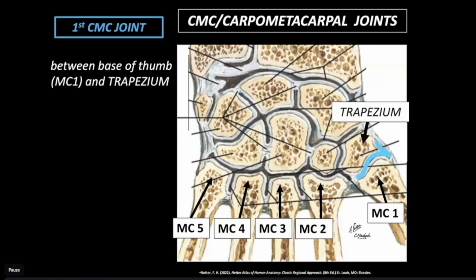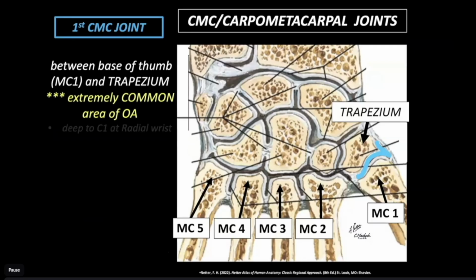The other joint that you need to be on your radar is the first CMC joint, or the first carpal metacarpal joint, which is between the base of the thumb and the trapezium. It is extremely common to see osteoarthritis in this location. Again, deep to compartment 1.